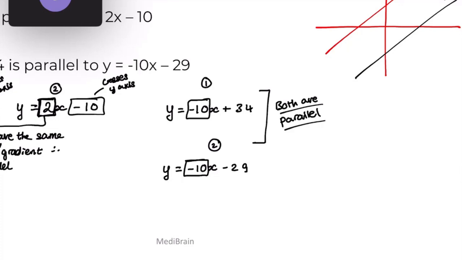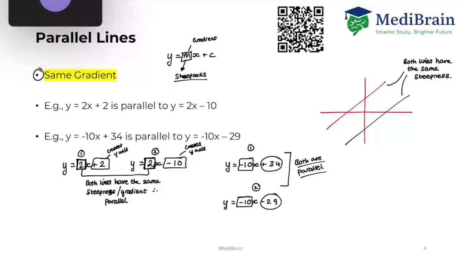It doesn't matter what this number is. This number just tells you that it's crossing the y-axis at 34, and this number tells you that it's crossing the y-axis at -29. So as long as both the lines have the same gradient, that means that they are both parallel. It means that both of them have the same steepness.